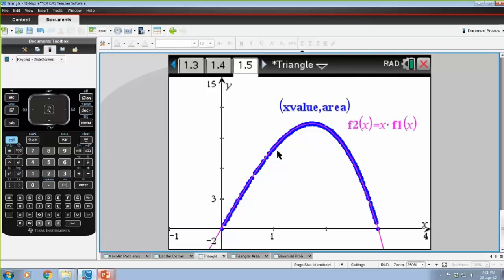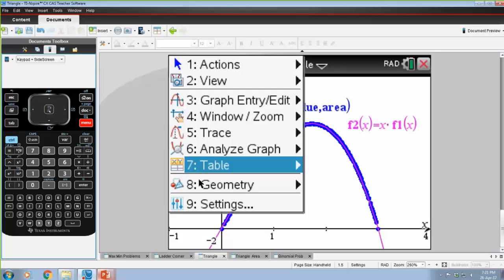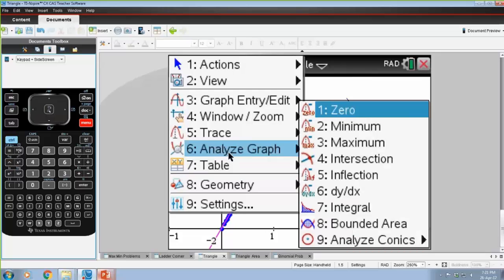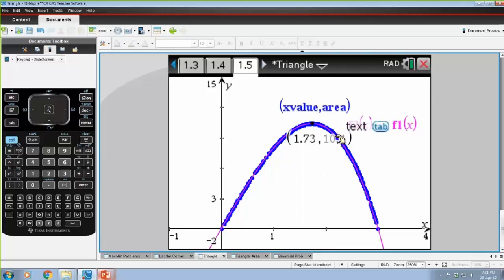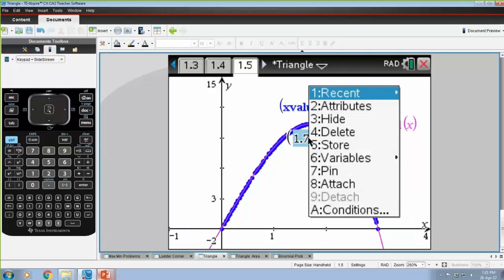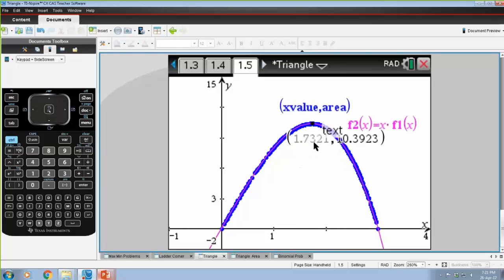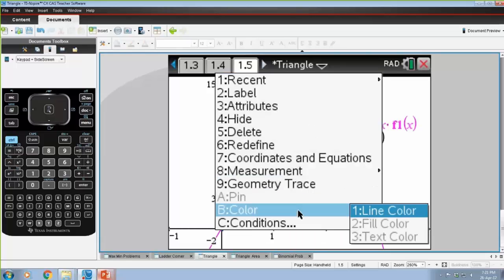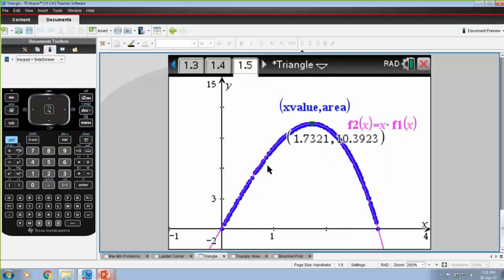And also, while we've got that function here, we might as well try to analyse the graph and find the maximum value on that graph as well. And there it is, 1.73, 10.4. Once again, we can increase the number of decimal places. 1.73 we realise as the exact value of root 3. And we'll colour that point a different colour as well, so we know that that is the maximum value.